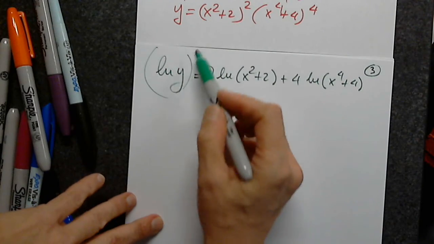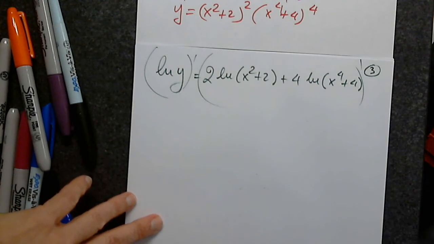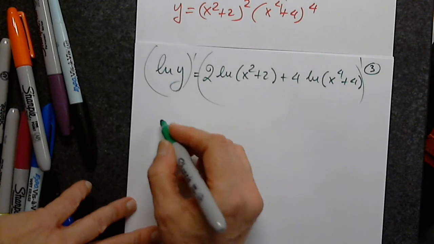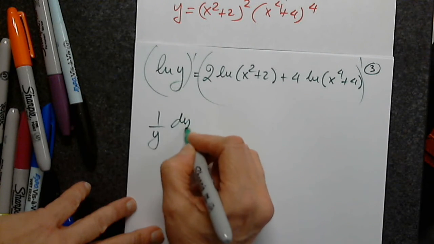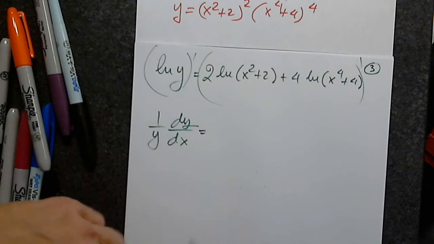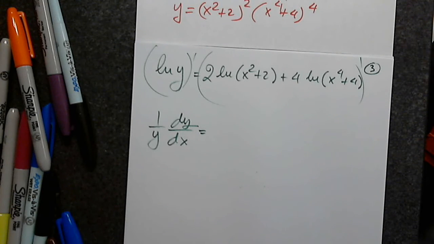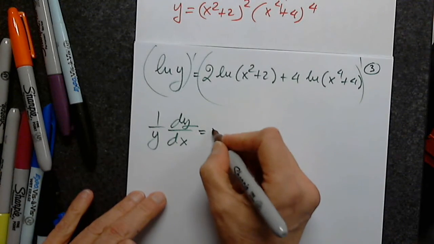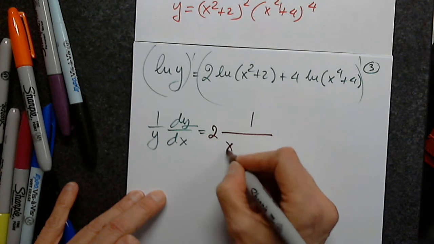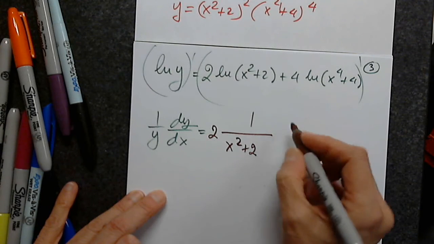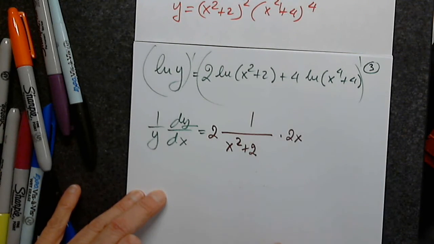So now I differentiate the left-hand side and I differentiate the right-hand side. The left-hand side is 1 over y times dy over dx. Agreed so far? Okay. Then on the right-hand side, I have 2, I have 1 over x squared plus 2 times 2x.